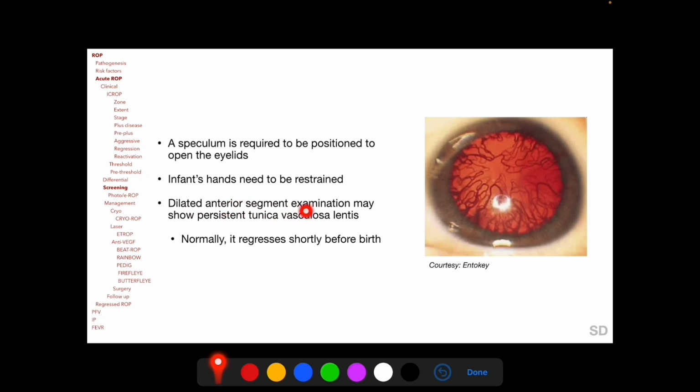Dilated anterior segment examination of a premature infant may show persistent tunica vasculosa lentis, as shown here in this clinical photograph, and tunica vasculosa lentis normally regresses shortly before birth and so is not found in eyes of full-term neonates.